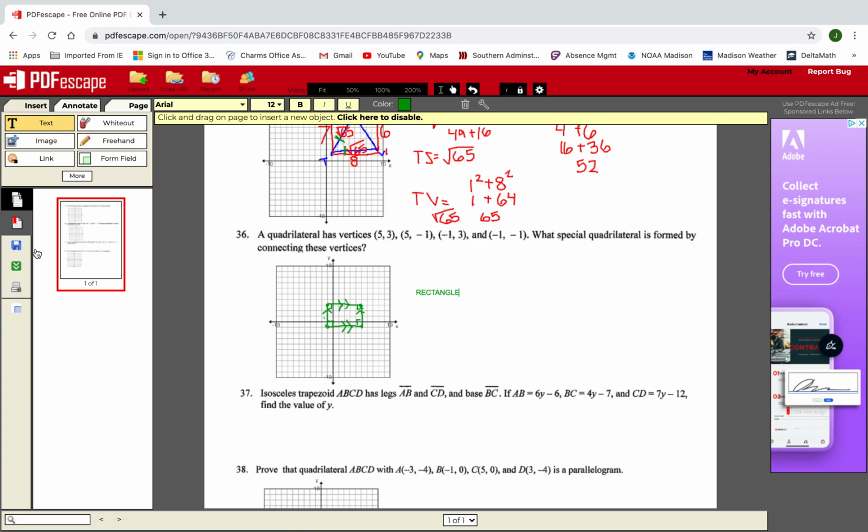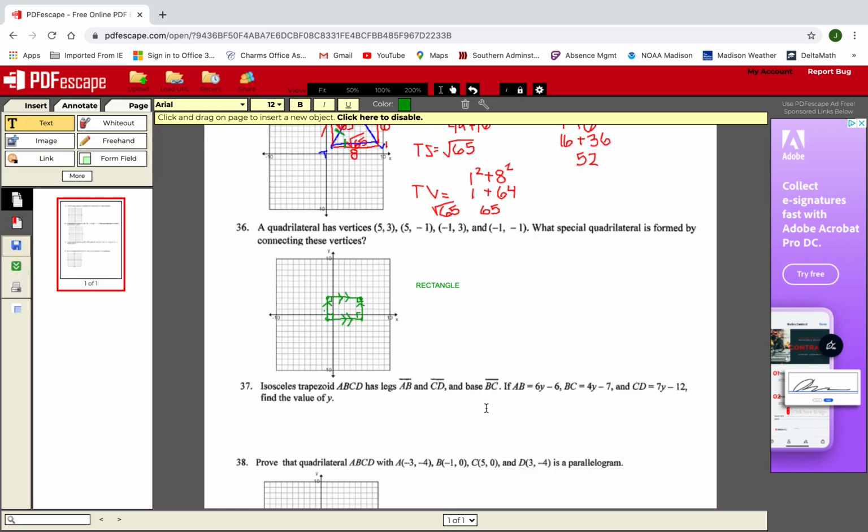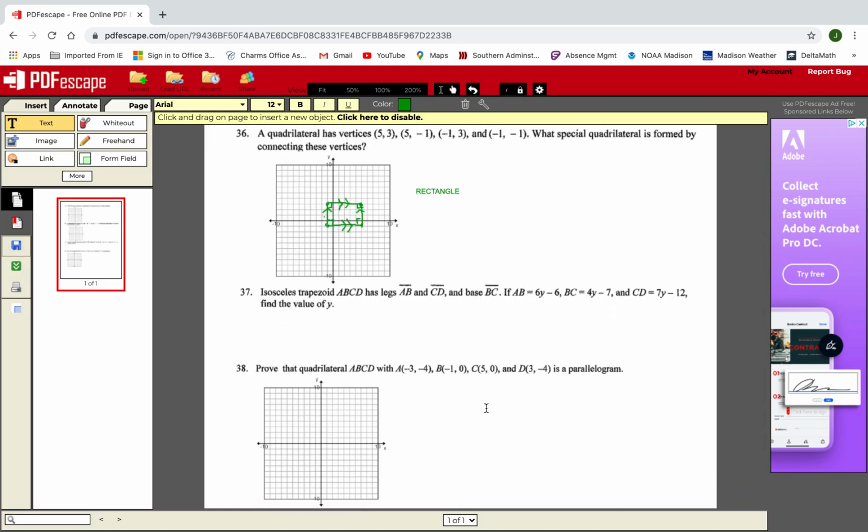Okay, good. Looking at 37, this is that isosceles trapezoid ABCD has legs AB and CD and base BC, and it gives you equations for all three of those. Well, if it's an isosceles trapezoid, what do we know about the legs? Good, the legs are congruent. So really, we just need to make sure that we know that AB equals CD.